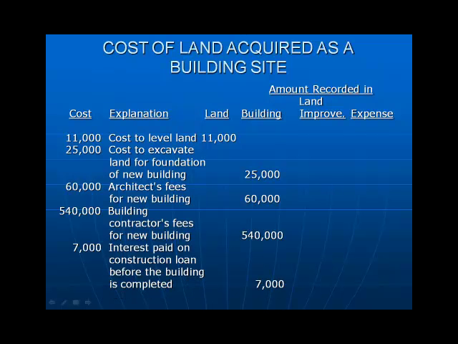Next we have $7,000 of interest paid on the construction loan before the building is completed. Normally interest paid is interest expense and can be expensed in the income statement currently. However, when the interest is paid on a loan for a construction period before we can use that building, then that interest cannot be expensed currently and must become a cost of the asset, in this case building.